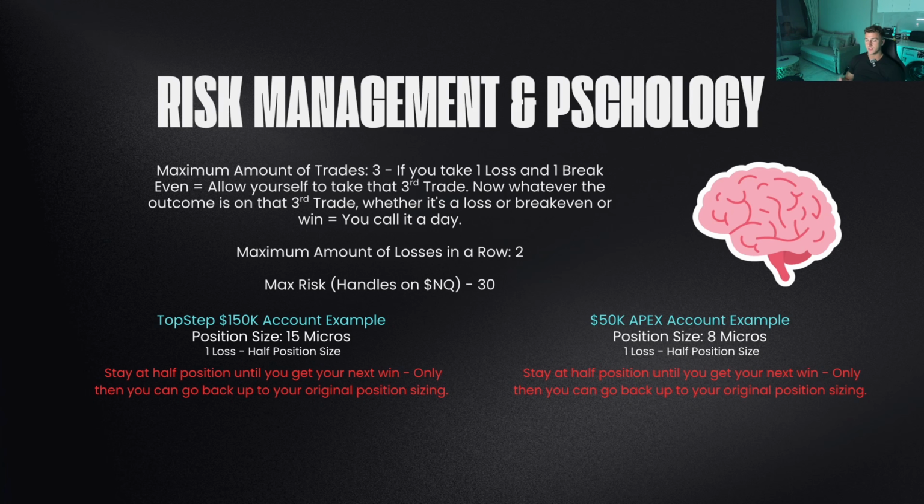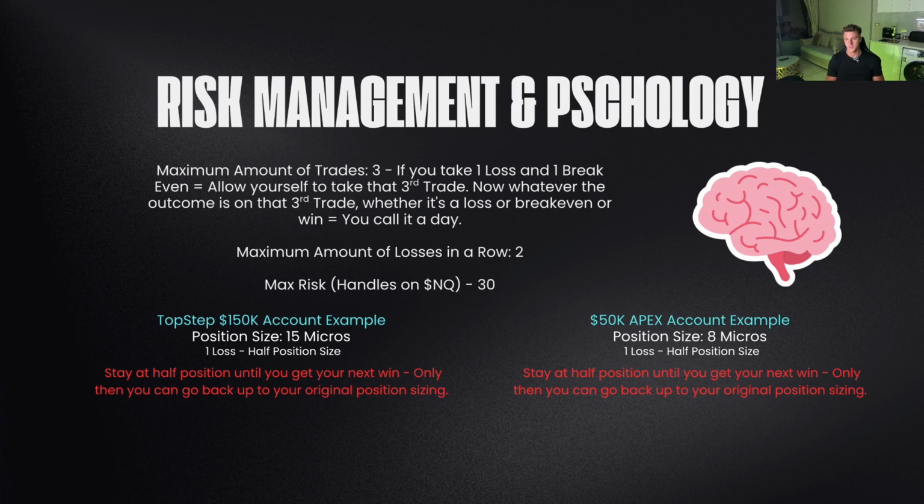Now, I've given you 2 examples here. One Topstep example and one Apex example. So for a 150K account with Topstep, the position size that I recommend is going to be 15 micros. So if you take one loss on 15 micros, you want to halve your position size and you stay at half position until you get your next win. Only when you get your next win, then you can go back up to the original position sizing of 15 micros. So that will stop you from blowing accounts.